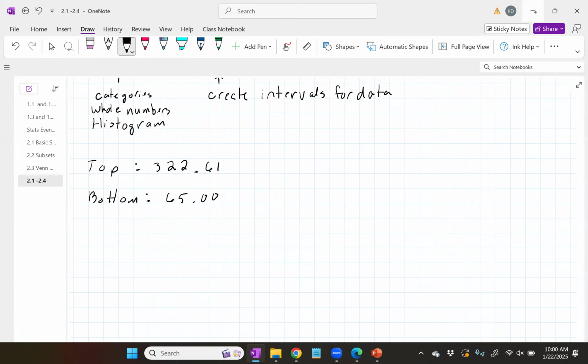We need to create some intervals that cover all of those numbers. We probably want to have it as whole dollar amounts just because that's a little easier to look at. What do you think? Do you think going up by $10? That's going to give us almost 30 categories. $20, $50? What do you think? Where do you think we should put that?